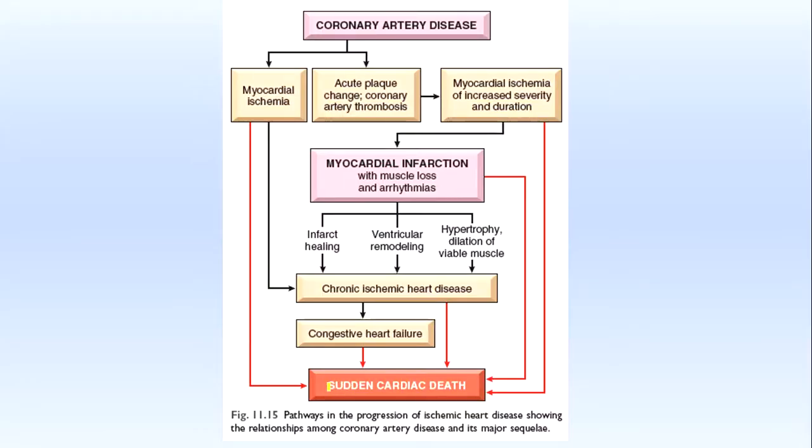This pathway explains how sudden cardiac death can occur. The majority of the cases occur due to myocardial ischemia produced by coronary artery disease. If it is of prolonged duration, it can lead to chronic ischemic heart disease, CCF, and ultimately death. The other change which can occur is acute plaque change, which can also lead to myocardial ischemia and MI with all the sequelae as produced in myocardial ischemia.